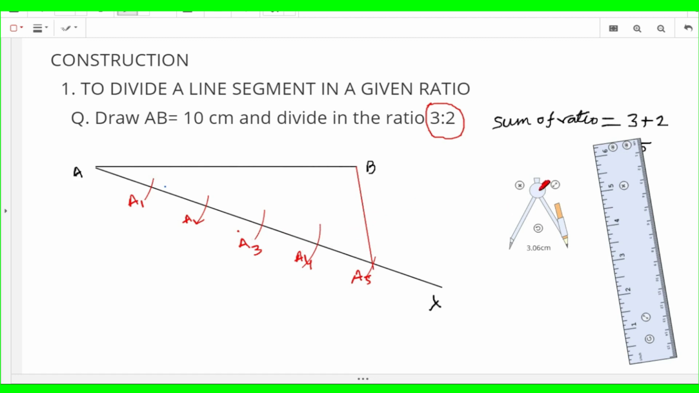For that we have to keep the compass pointer at the point A5, and then take a rotation and take one arc from here. Whatever arc we have taken here, take the same arc at the point A3, because at the point A3 we have to make the angle.